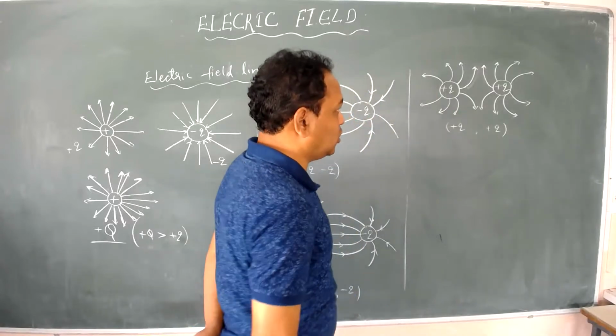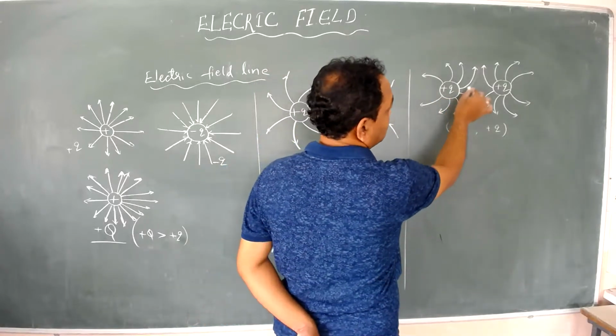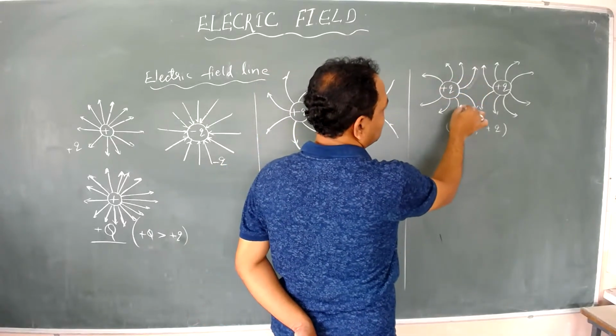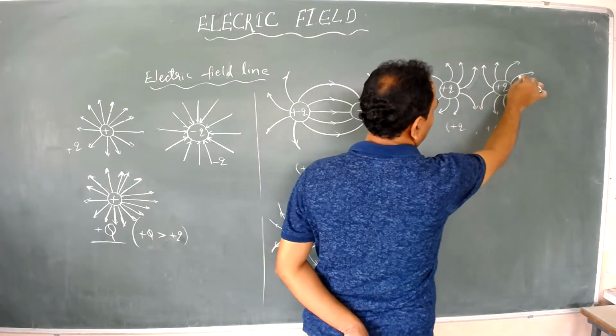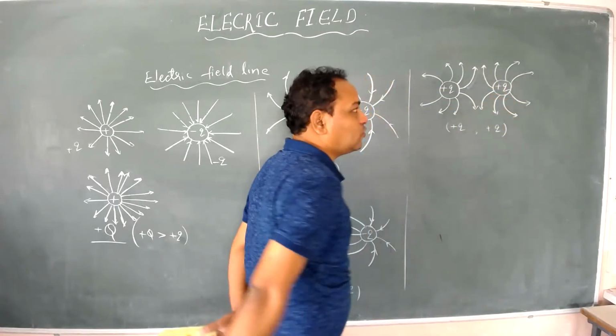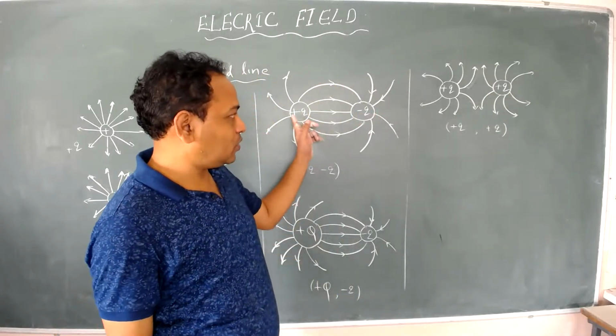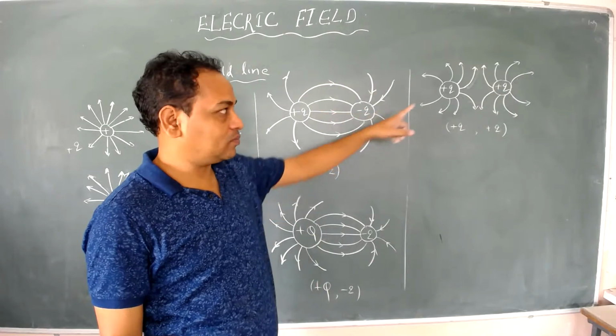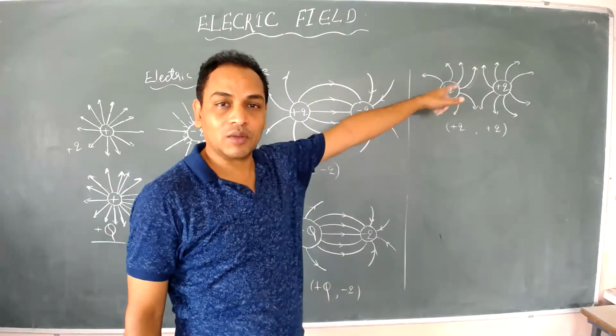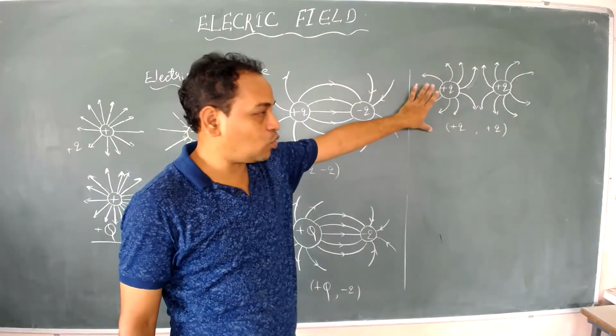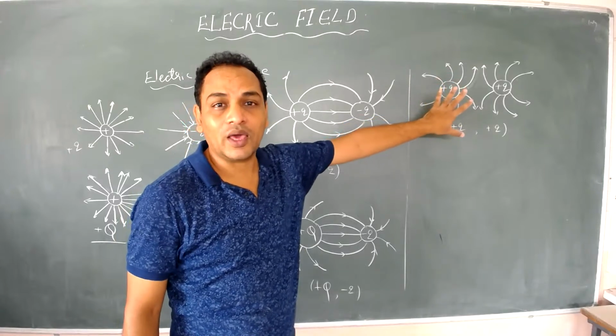So if you see carefully, the number of field lines for this is 1, 2, 3, 4, 5, 6, 7, 8. For this also 1, 2, 3, 4, 5, 6, 7. So the electric field lines for both are equal. Here also equal, but there they are converging, attracting. Here they are diverging, meaning they are repelling each other. This is how we can draw the diagram for like charges.